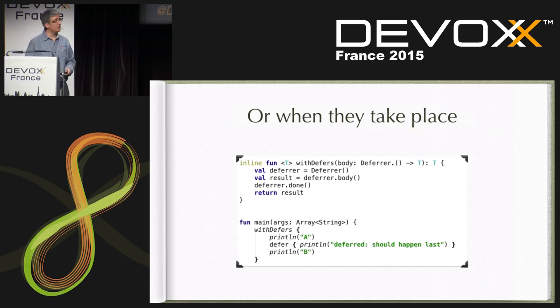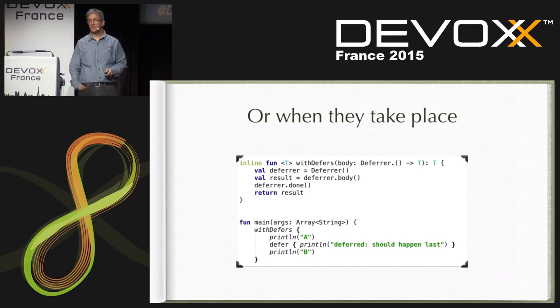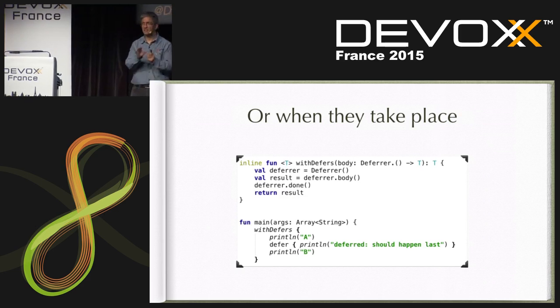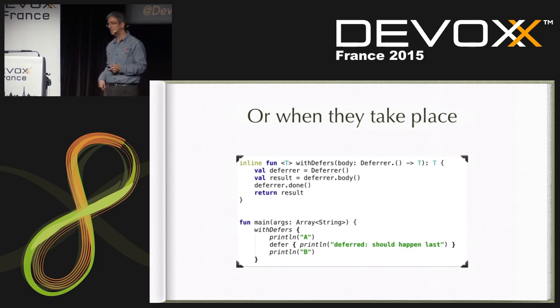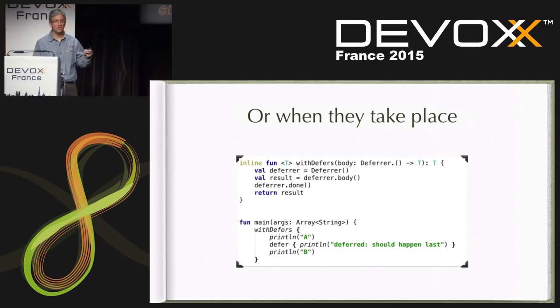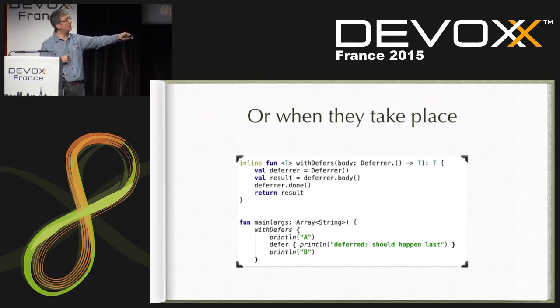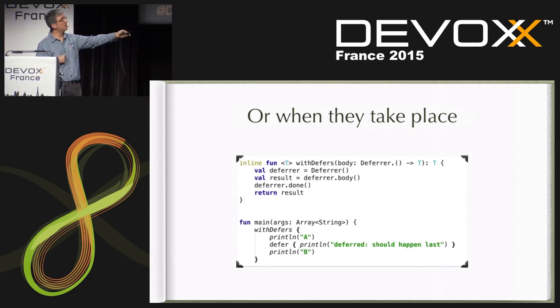Or when they take place. Someone asked a couple of years ago, does Kotlin have the defer statement that Go has, which is kind of like defer this code and execute it later? Well, no, but if you start to think of functions as building blocks, you can do that as well. So here is, with defers, print line, defer this, and then print line. So this is going to happen at the end. I just create a generic function that takes a deferrer and then calls the defer right at the end.